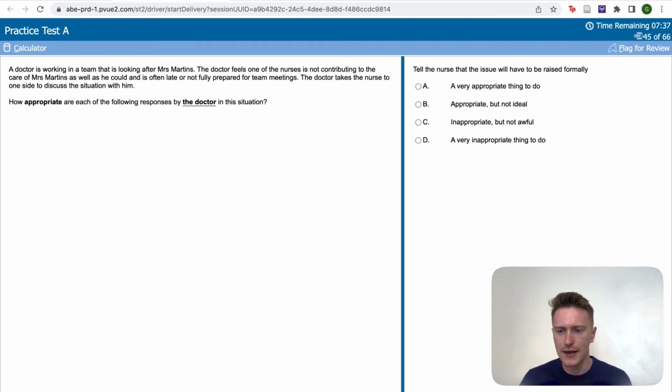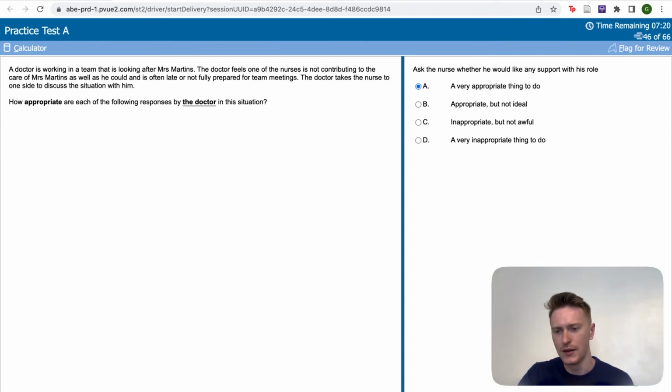Tell the nurse that the issue will have to be raised formally. It will have to be raised formally. So I think it's on the appropriate side, but it's a bit of a threat, so I think it's not ideal. Ask the nurse if they would like support.